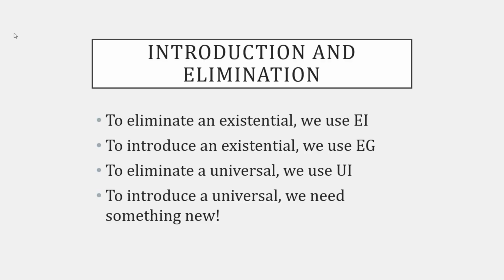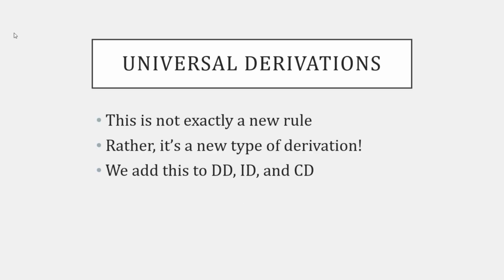We need something new to introduce a universal. We're not actually going to introduce these with a rule, however. It's not exactly a rule. It's a new type of derivation, just like direct derivation, indirect derivation, conditional derivation. So you're used to this idea of introducing something with a derivation type, because that's what a conditional derivation is. That's our introduction rule for conditionals. You start with something that's not a conditional, and once you're done your subderivation, you end up with something that is a conditional using CD. So it's the same sort of thing, except we're going to introduce universally quantified sentences using universal derivations.